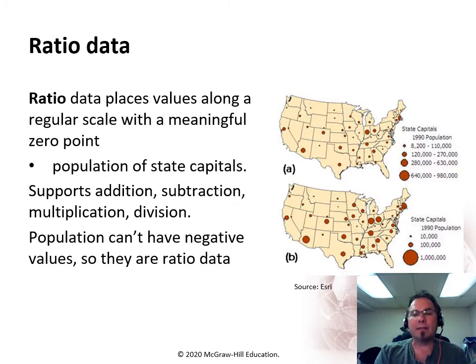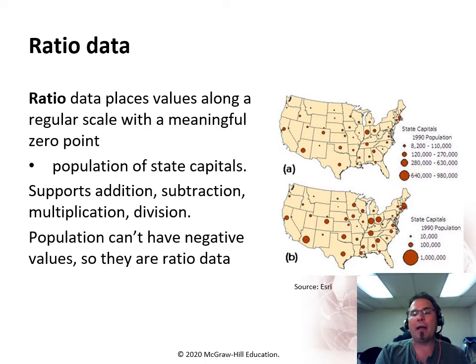So the next data type is called ratio data. And ratio data places values along a regular scale with a meaningful 0 point. What this means is it cannot be negative. So for example, population, you can't have negative population. It supports addition, subtraction, multiplication, and division. Obviously, you can't divide by 0, but you get the idea. So again, it's a meaningful 0 point.